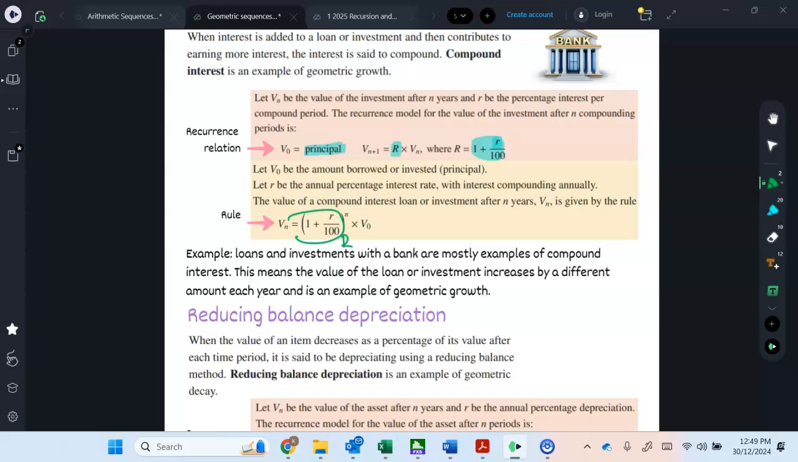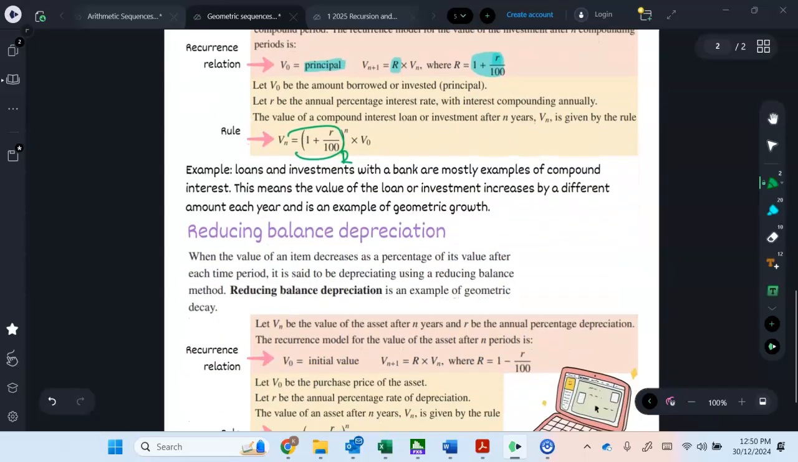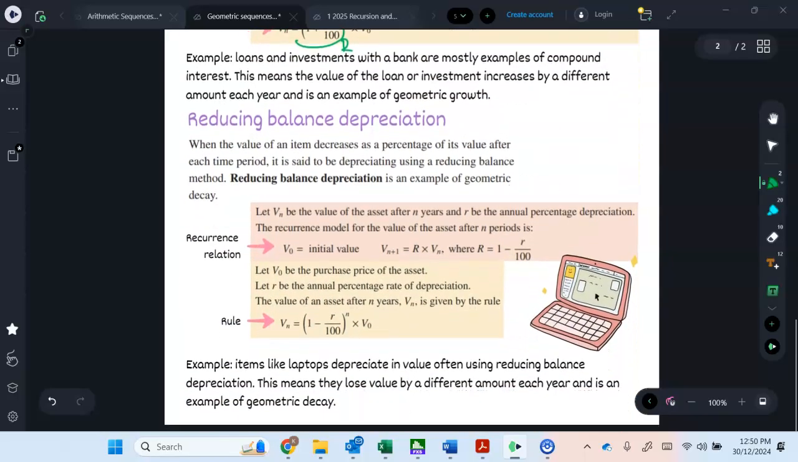I'm just going to read what this example means. Loans and investments with a bank are mostly examples of compound interest. This means the value of the loan or investment increases by a different amount each year, an example of geometric growth. So an example is loans and investments.